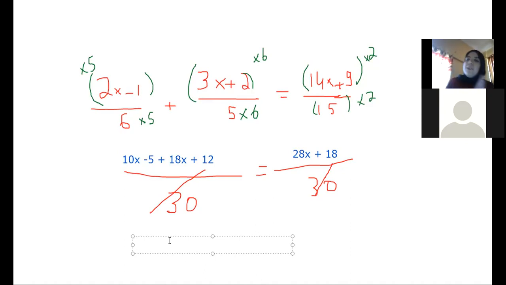So now I will put the x's to one side and the numbers to the other side, and it's much easier because I'm dealing only with monomials without fractions. Help me, 10x plus 18x. And it'll be minus 28x, I think. Very good. Equals plus 5, or just 5. Plus 5, minus 12, and plus 18. Very good.